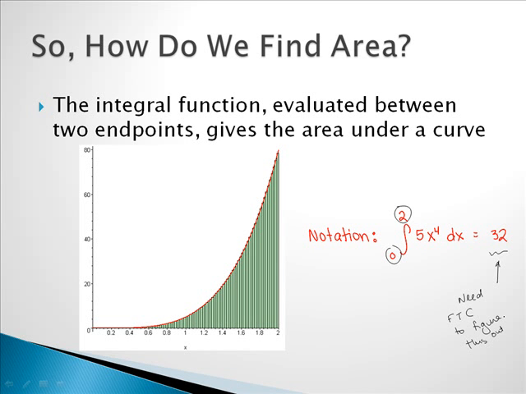So for instance, in this example that we just worked through, if 5x to the 4 was the rate of change of a population, and then 0 and 2 were times in years, we would know that the population changed by 32 in the first 2 years. So again, what it tells you is total change. So instantaneous rate of change is derivatives, and net change, so total change, is integrals. And those are the two branches of calculus.